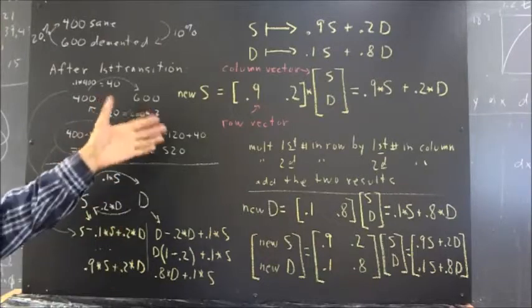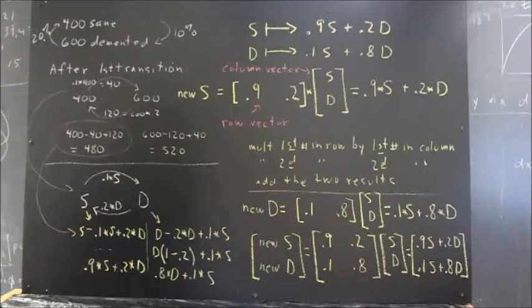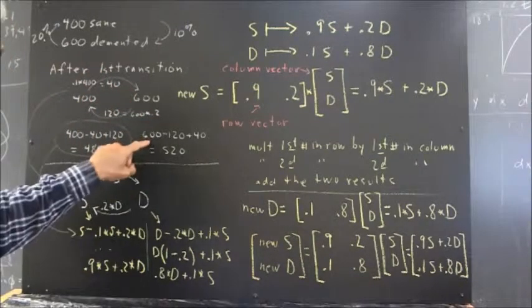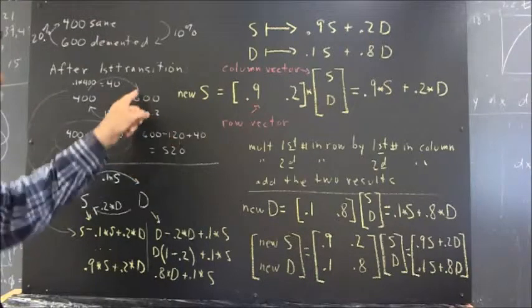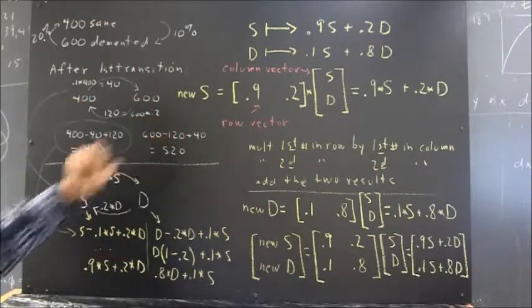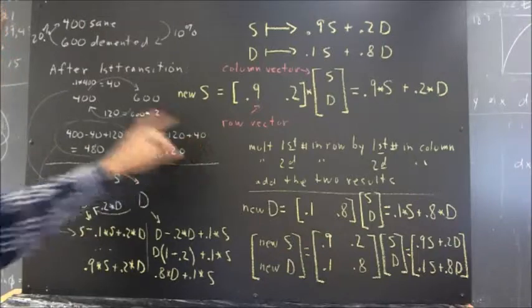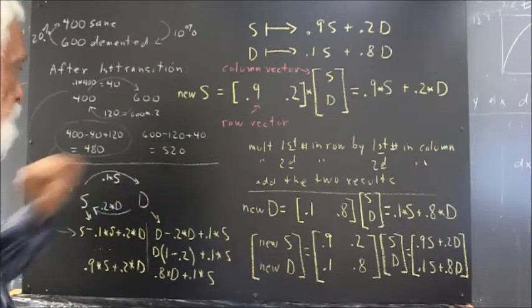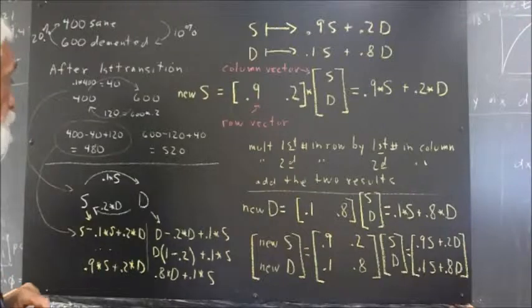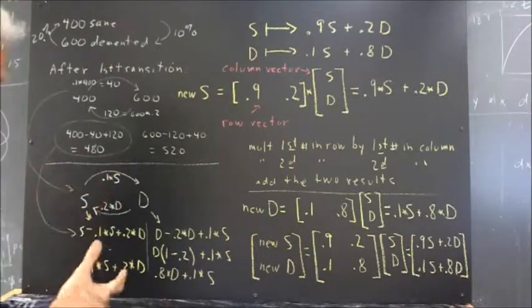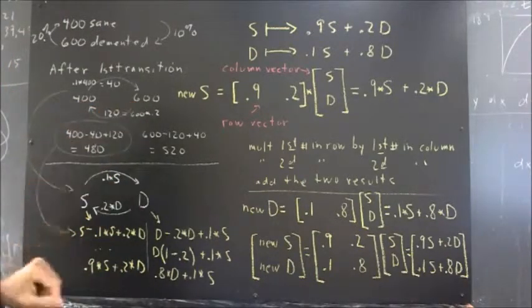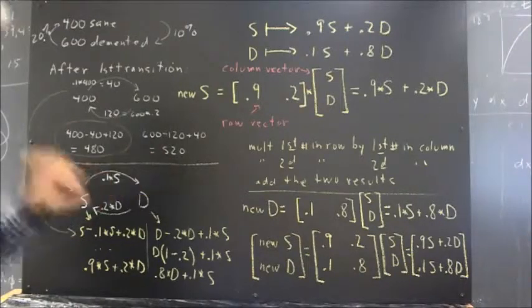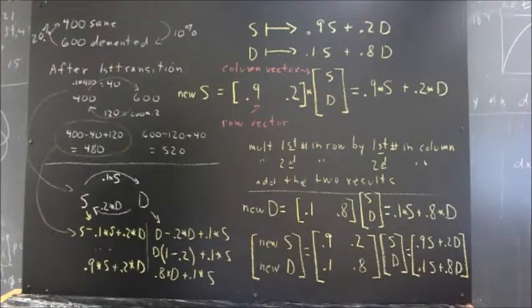And then for the number of demented, we're going to have the 600 we started with, minus the 120 that come across here, the 20%, plus the 10% of the sane that come over, the 40 sane, and that gives us our 520. And we still have 1,000 people. We have 400, 600, that makes 1,000. 480, 520, still makes 1,000.